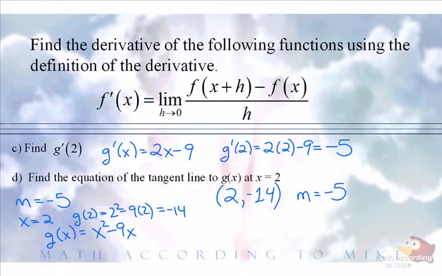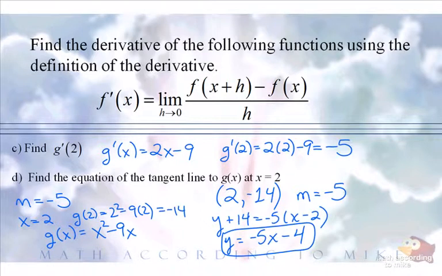We got ourselves a point. We got ourselves a slope. You can use point slope. You can use y equals mx plus b. Your choice, doesn't matter. So to check, you can graph the original function x squared minus 9x. You could also graph the line y equals -5x minus 14. They should be tangent. They should touch at the point 2, -14.